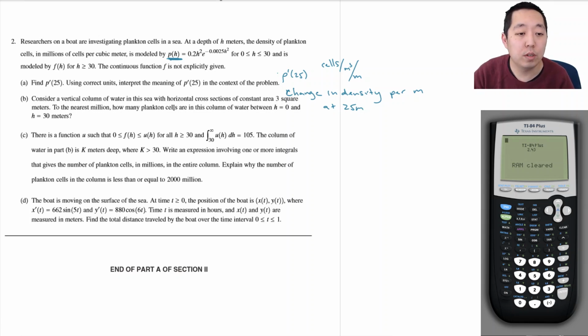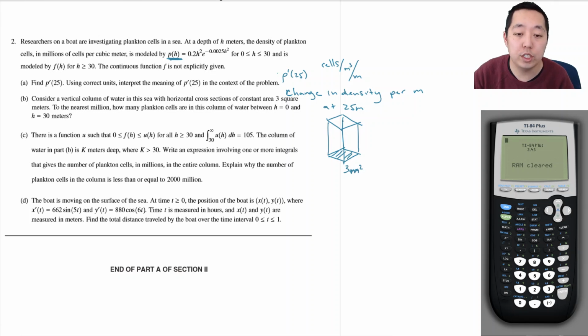Okay, consider a vertical column of water in the sea with a horizontal cross-sectional constant area of 3 square meters. So we'll say it's a square. It doesn't really matter what shape it is in this case. I have a column of water. This area is 3 square meters. To the nearest million, how many plankton cells are in there?